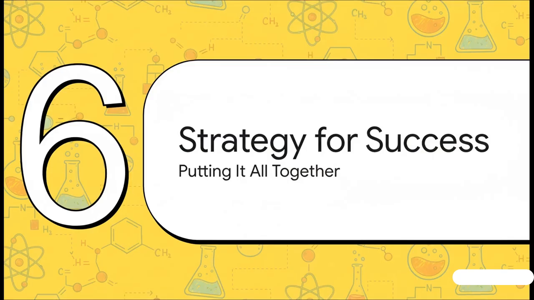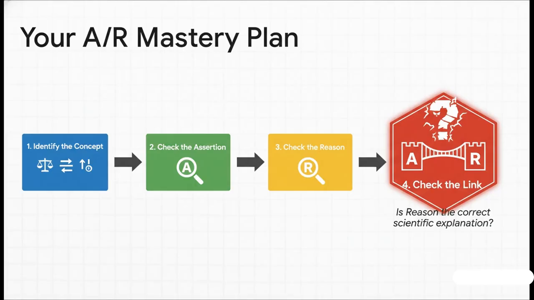Phew! We have covered a ton of ground, so let's take a breath and bring everything back together. Let's lock in your personal strategy for success with these assertion-reason questions. Here it is, your simple 4-step plan. First, just figure out what the question is really about. Is it balancing? Is it redox? Once you know the topic, run the drill. Step 2, check the assertion. Is it true? Step 3, check the reason. Is it true? And step 4, the final boss, check the link.